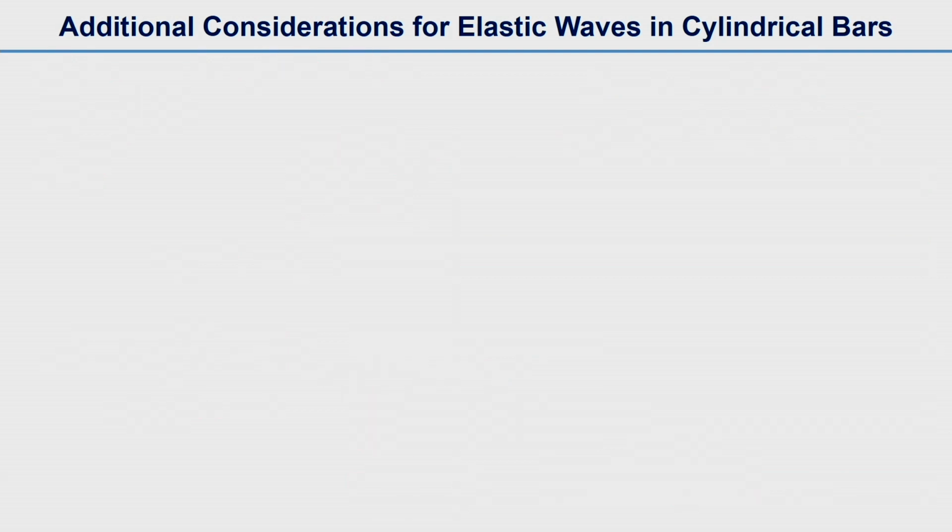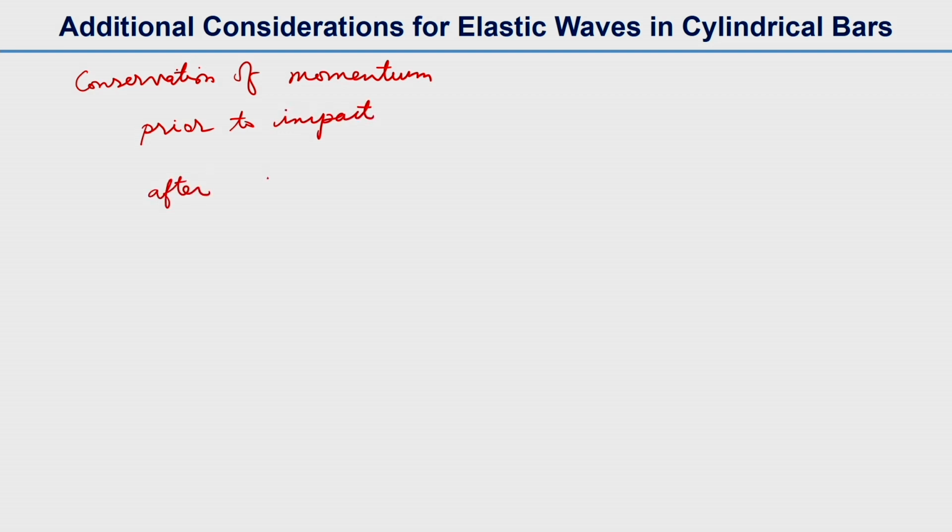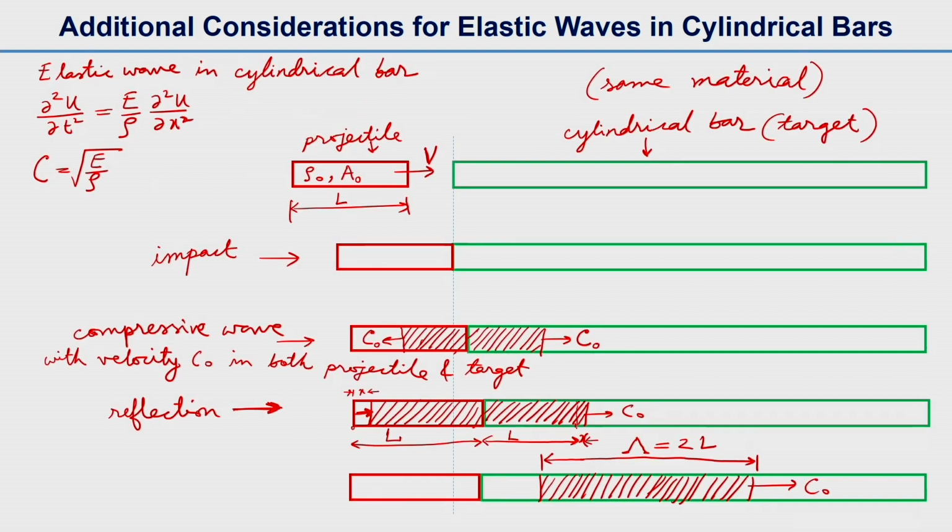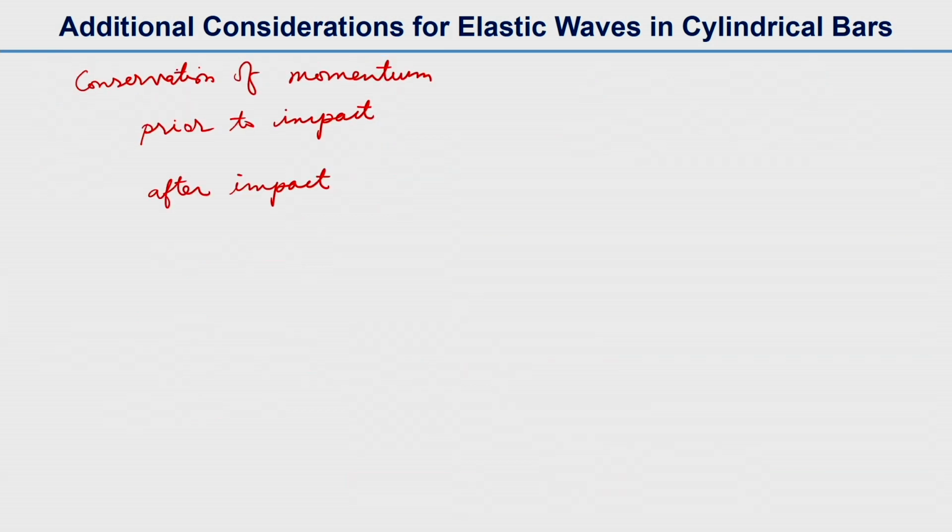Now if we use the conservation of momentum, prior to the impact and after the impact: prior to impact, from the figure, it has a velocity v, and the momentum can be written as rho naught A naught L v.